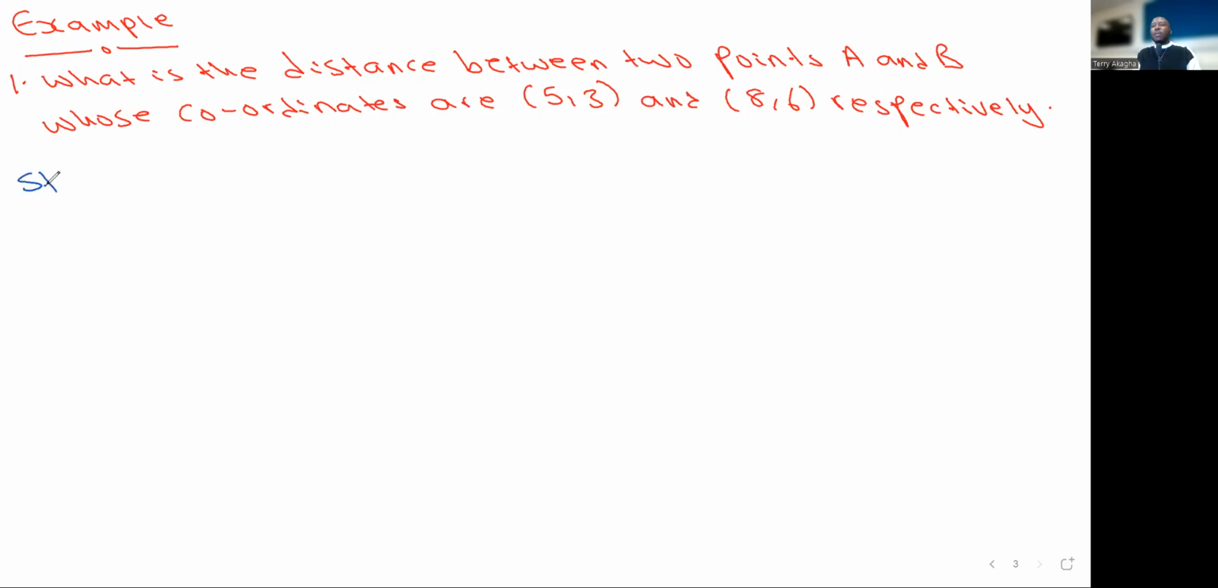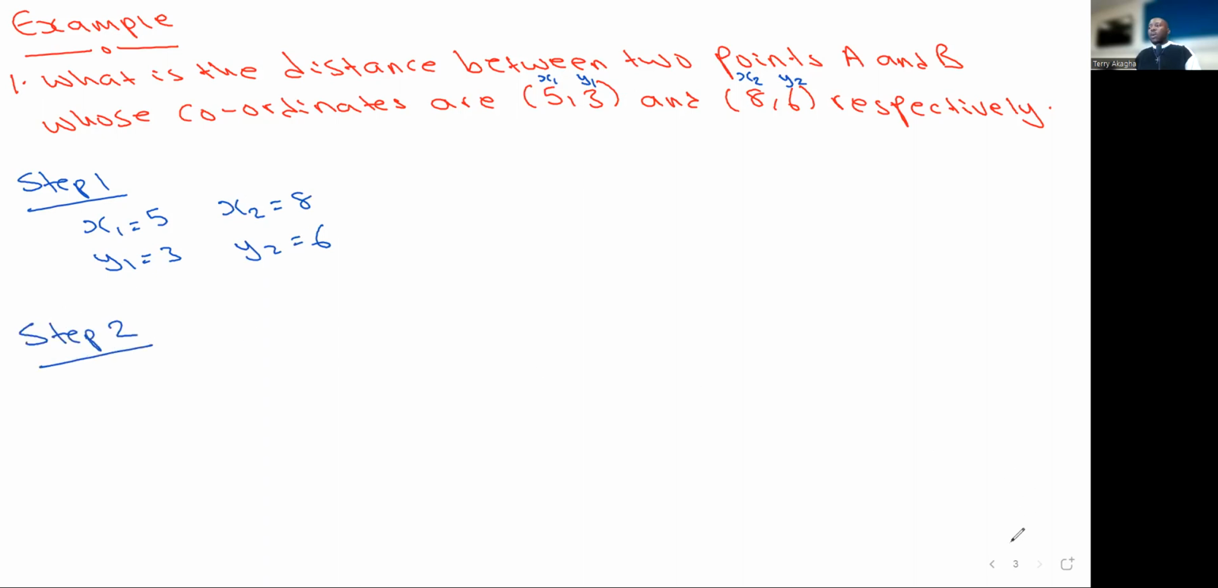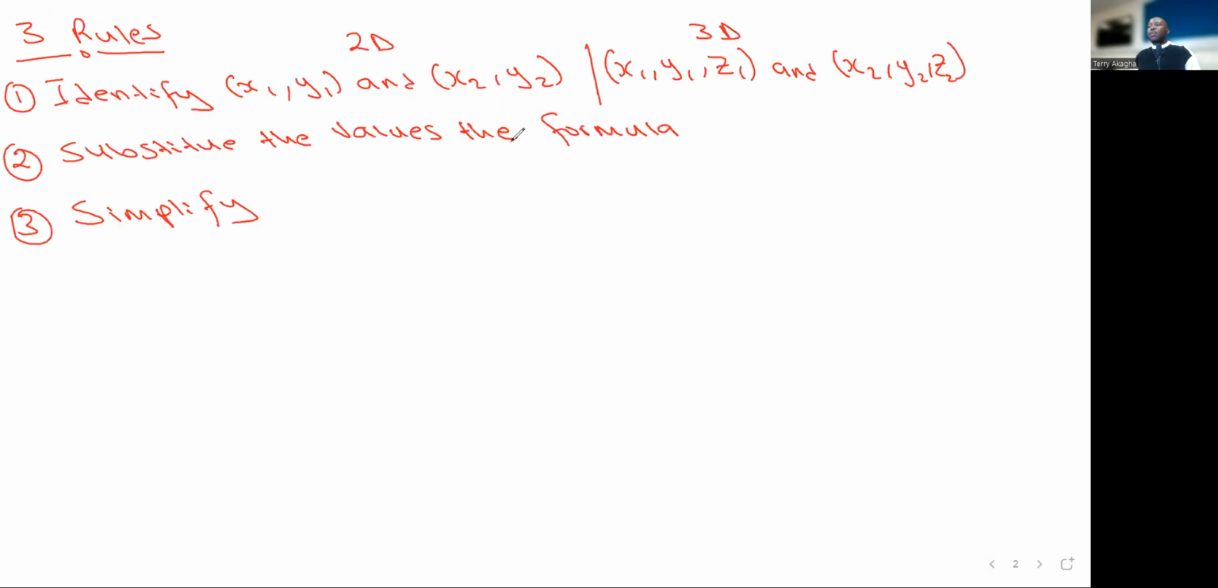So you only have the x and y component. In step 1, we're meant to identify. Remember I said the x is the first one and the y is the second one. So that means x1 is going to be 5, y1 is going to be 3, x2 is going to be 8, and y2 is going to be 6. Now, the next step, step 2, I said we need to substitute the values in the formula, right?